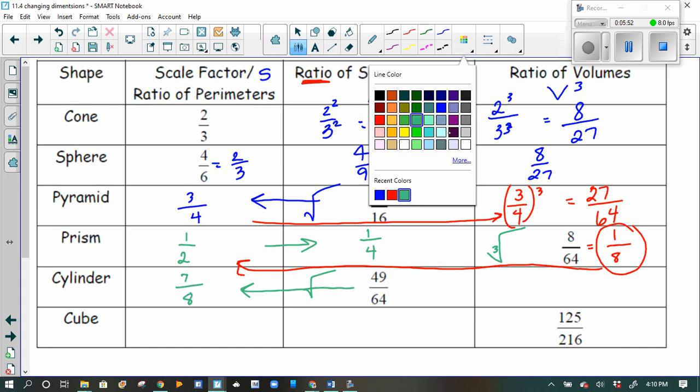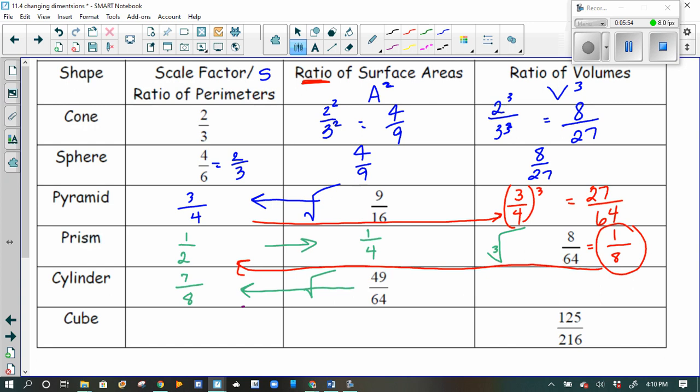Now that I know that column, I can go all the way forward to this column and cube it. So this would be 7/8 cubed. So 7 cubed, I don't have that one memorized, 7 cubed is 343. So remember, this is a ratio. And 8 cubed is 512. So this is your ratios.